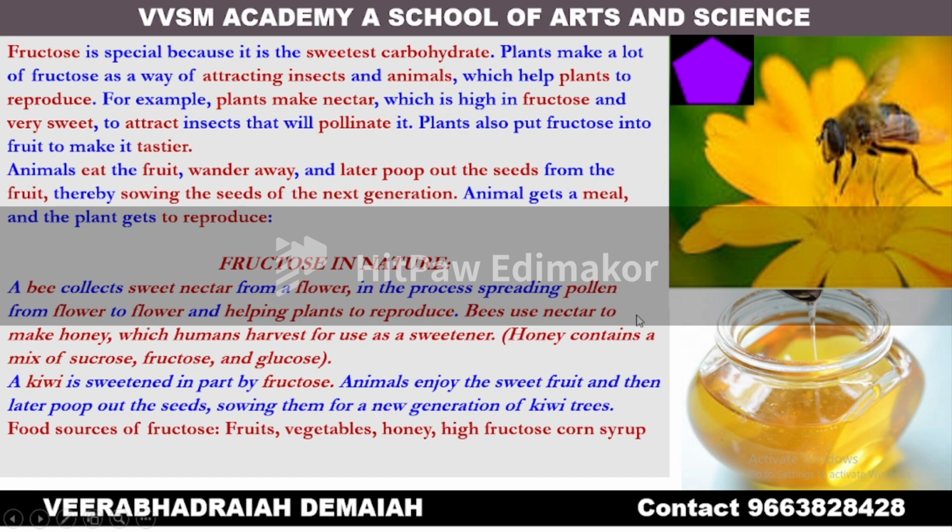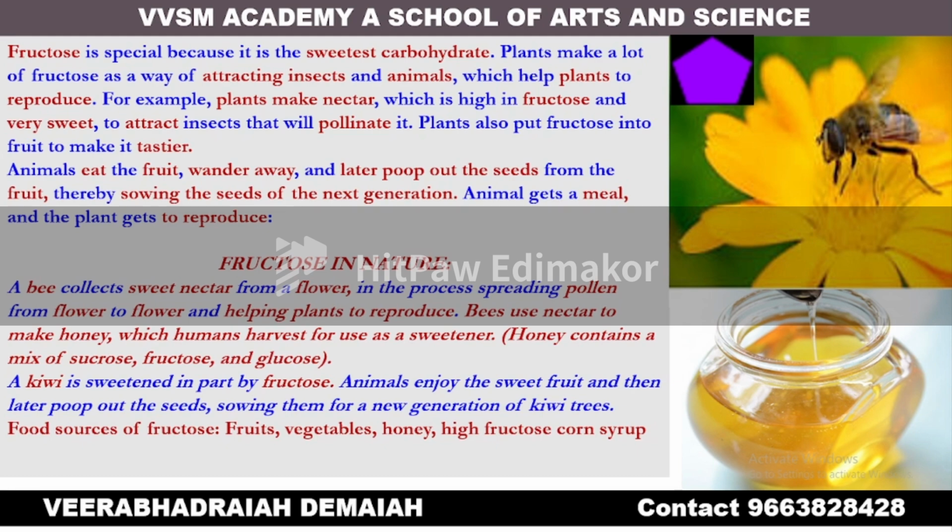Fructose is the sweetest sugar, the sweetest carbohydrate I can say. So plants make nectar, which is high in fructose, very sweet, to attract insects that will pollinate it. Plants also put fructose into fruit to make it tastier. Fructose is highly sweet because it is collected for the next generation, like in nectars and all.